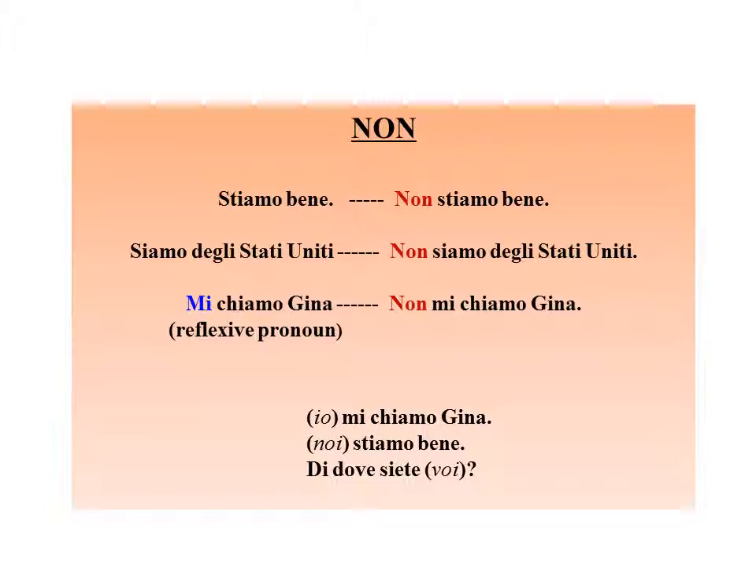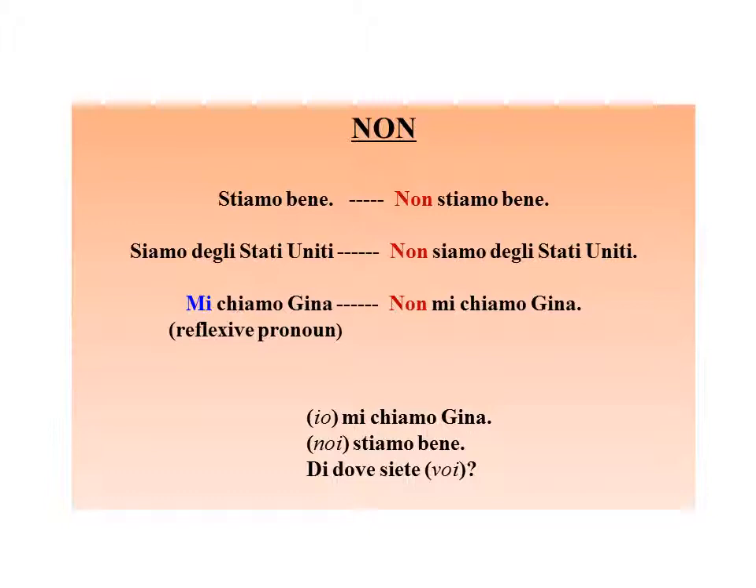When a reflexive or object pronoun is present, as is the case with the statement mi chiamo Gina, my name is Gina, the mi is a reflexive pronoun, then if we want to negate the sentence, the non must be placed in front of the pronoun. My name is not Gina would be non mi chiamo Gina.